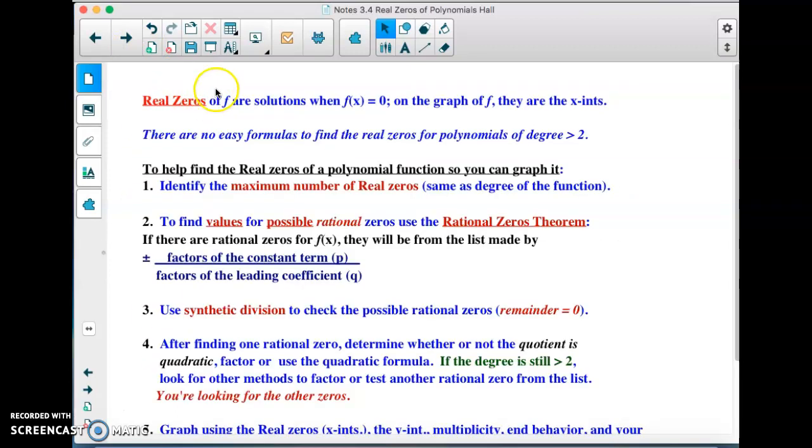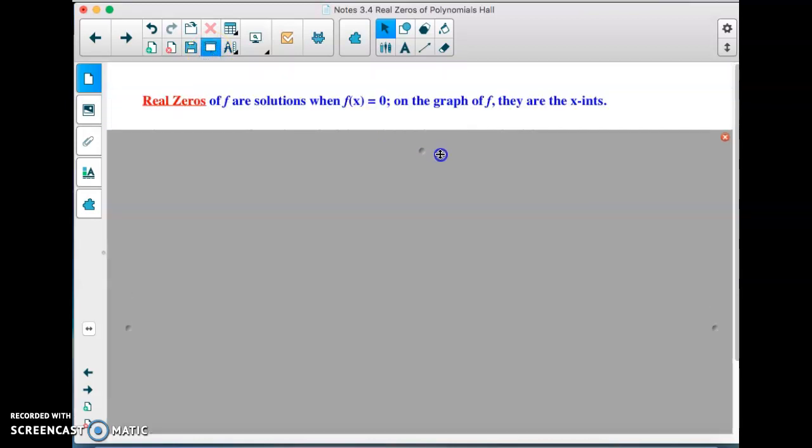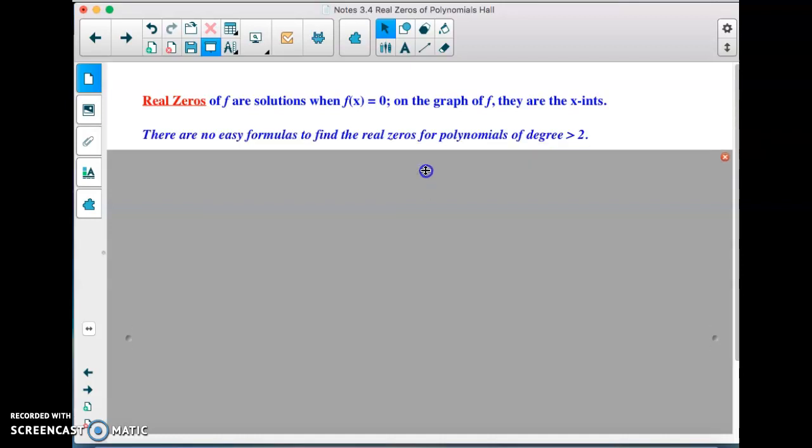So, some information that you should know. Let me just go through this slowly so you can understand. Real zeros of a function f are solutions when f of x equals 0. On the graph of f, they are x-intercepts. So if there are zeros or x-intercepts, they are called solutions of f of x. We call them zeros, we can call them x-intercepts. Roots is another name for it.